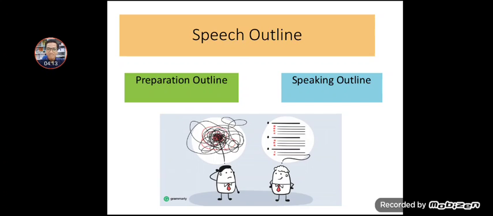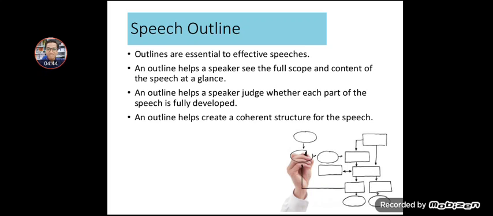According to Lucas, in having a speech outline, there are 2 types of outlines. Number 1 is the speaking outline, and number 2 is the preparation outline. So there are several differences between these 2 outlines. So let us go to the first category of speech outline, which is the speaking outline.